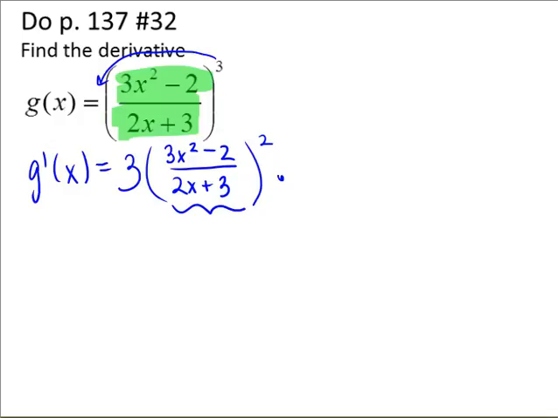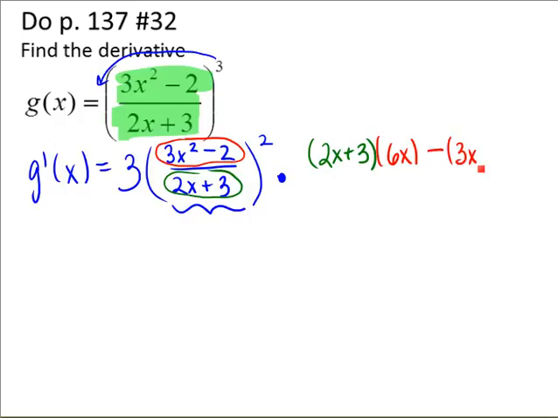Well, what's inside of there is a quotient rule. I am going to have to use quotient rule, and I'm going to multiply these together. So I will say my quotient rule statement, and I'll go ahead and make these different colors so that you can see where I'm talking about. I'm going to say bottom times the derivative of the top minus the top times the derivative of the bottom all over bottom squared.